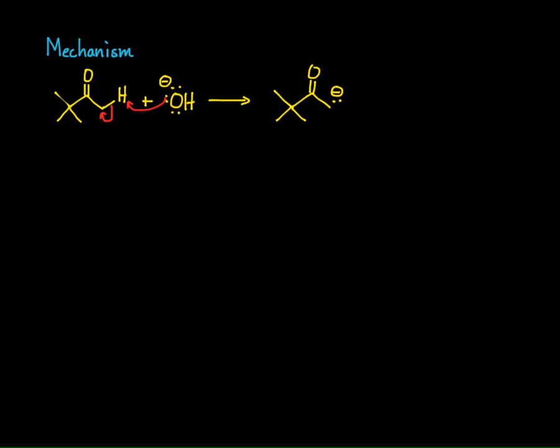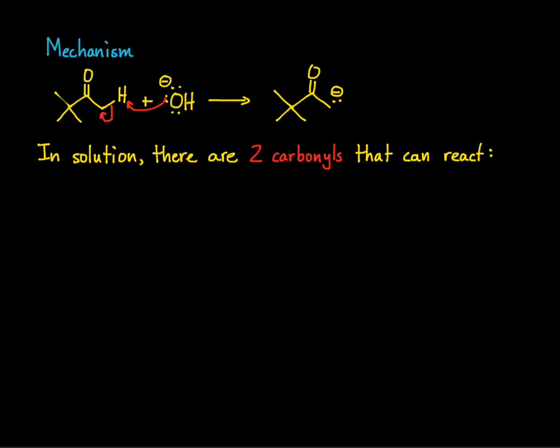Right? So there is our enolate with the negative charge, and of course it's resonance stabilized, but I'm not going to show that. So you have the carbanion and the oxo anion as resonance structures. And in solution now, we have to be careful because there still are two carbonyls that can react. There's the ketone that's available because remember, the enolate is only in small concentrations. So there's the ketone and there's the aldehyde.